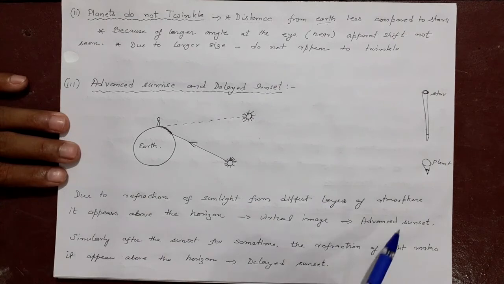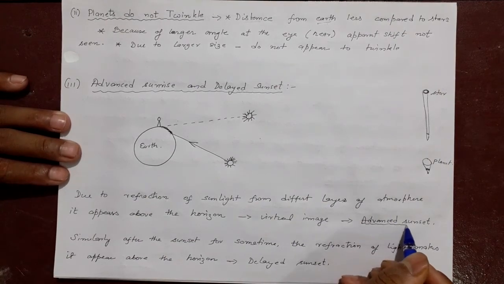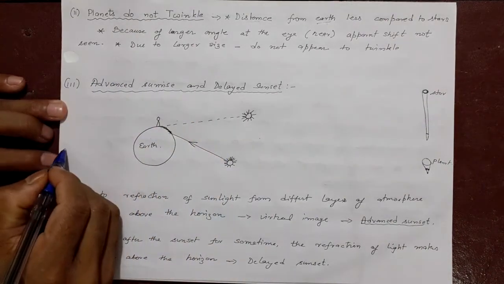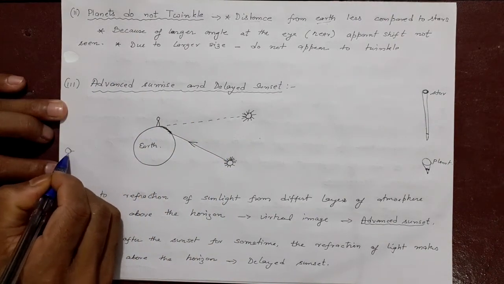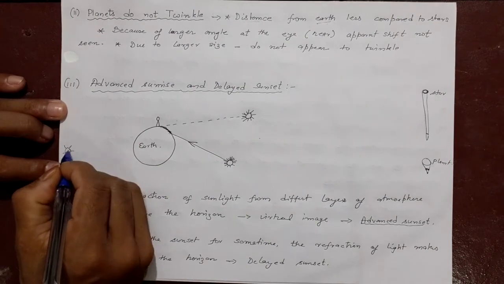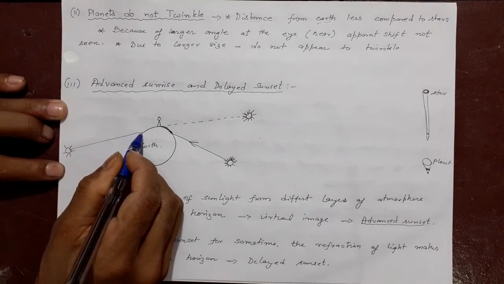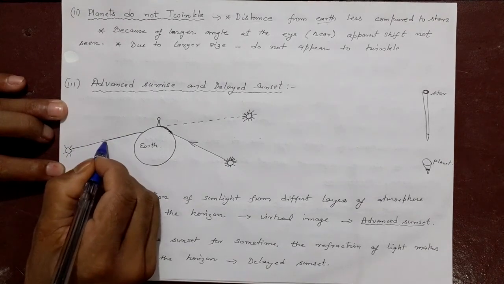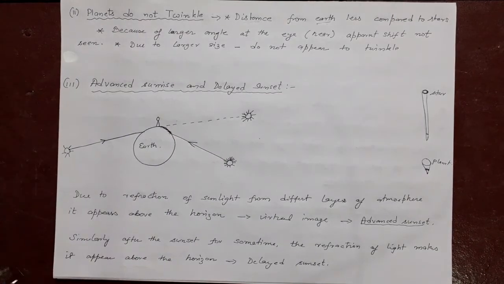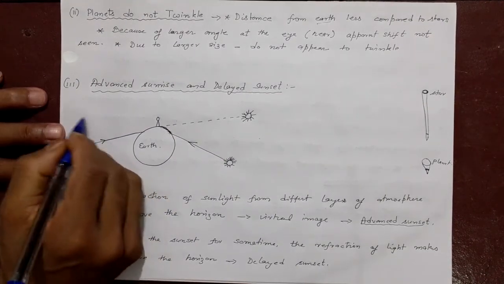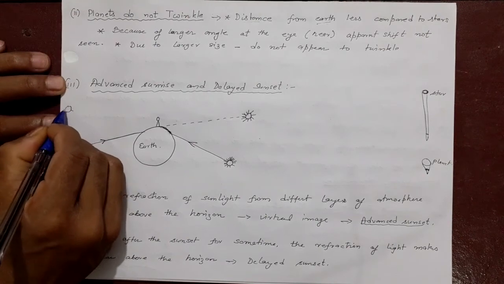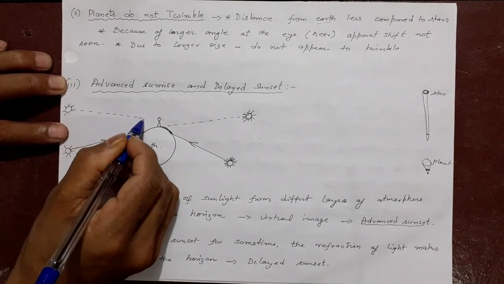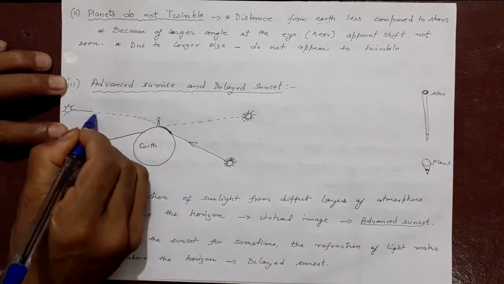This is called advanced sunrise. Advanced means earlier than the actual. Similarly in the evening, the sun will go here. Again the same thing will happen. This is the actual one. You should not see the sun in actuality, but you will still see it because of the refraction here, and the sun will appear somewhere here. So this is the virtual one. Dotted line means virtual, not the real one.